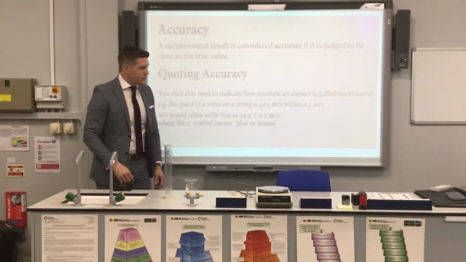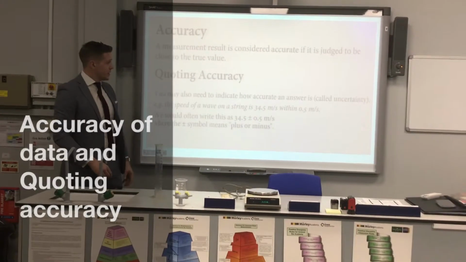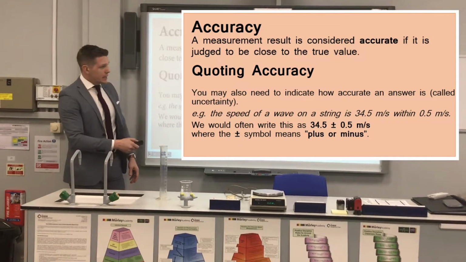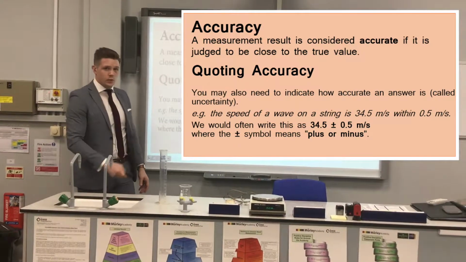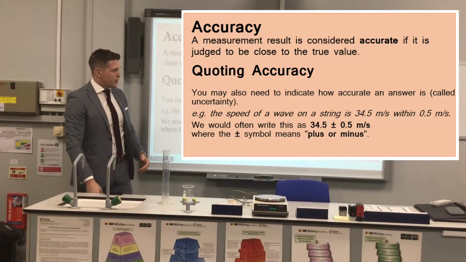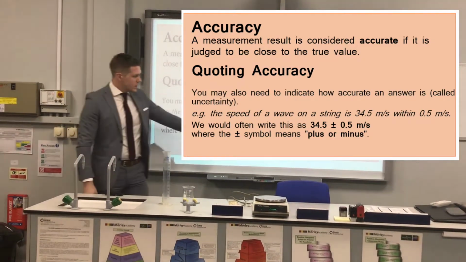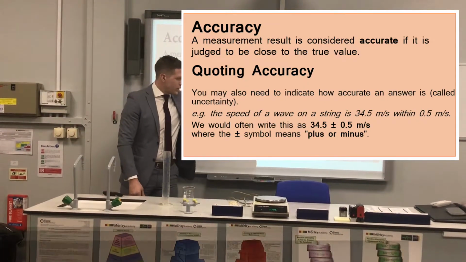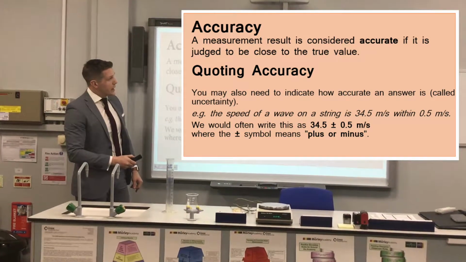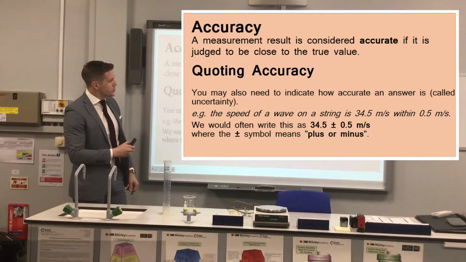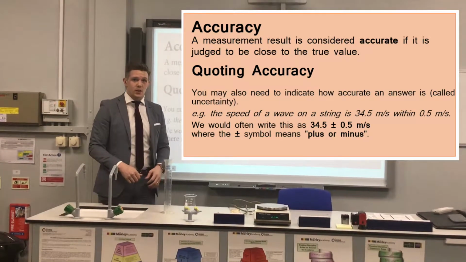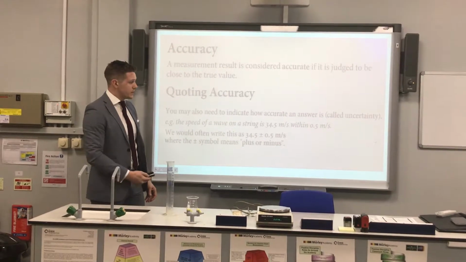Just to finish off then, we can talk about accuracy of our data, and we can quote accuracy. Accuracy links with our uncertainty, which we looked at calculating earlier. And we may need to indicate when we're talking about the uncertainty whether it is plus or minus that amount of the uncertainty there. It's considered to be accurate if it is judged to be close to the true value.